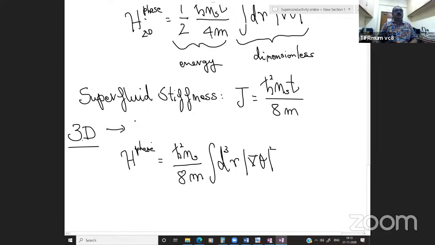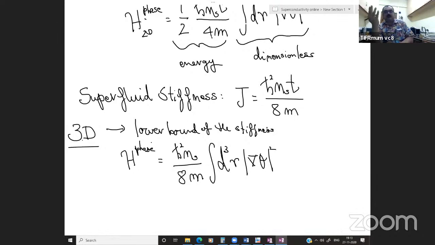So in 3D, we can try to estimate the lower bound of the superfluid stiffness. The argument that I will be giving you is a lower bound argument, but this stiffness value that we get here is not very different from the actual stiffness value that you measure.